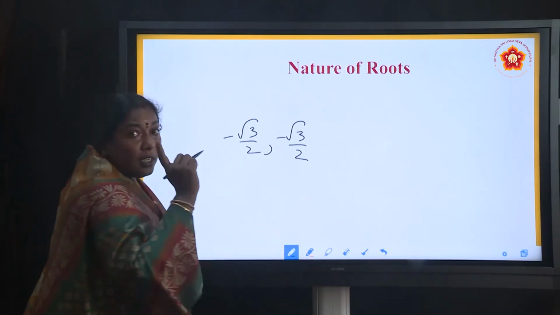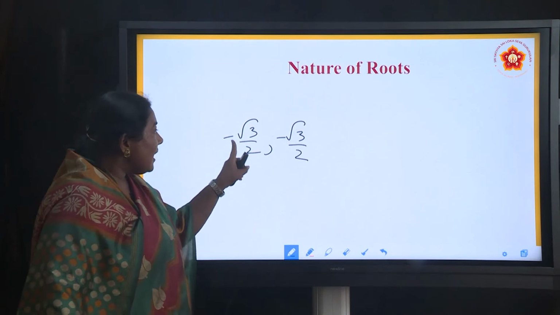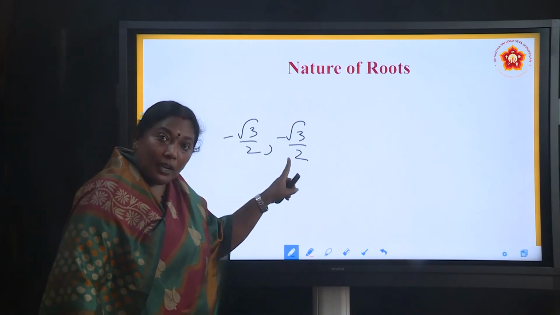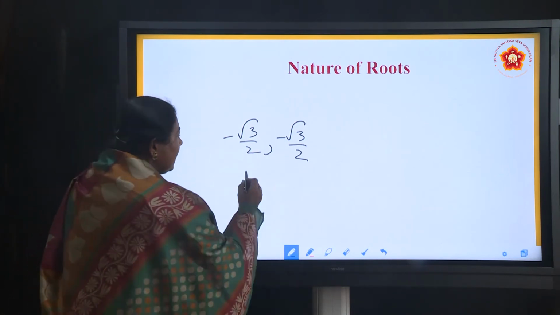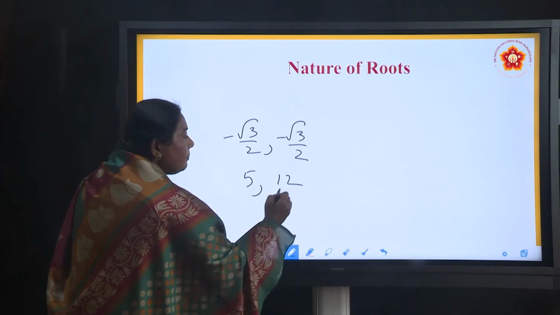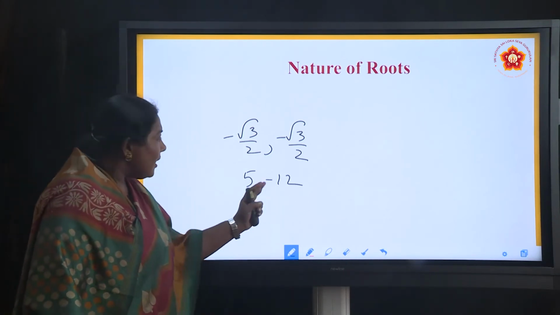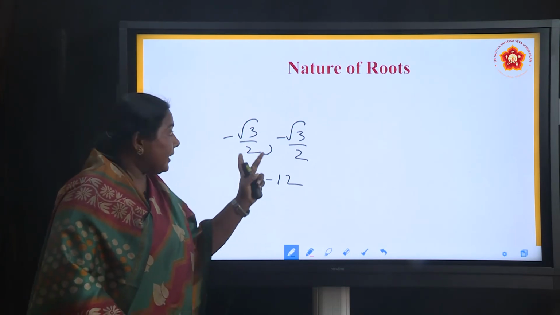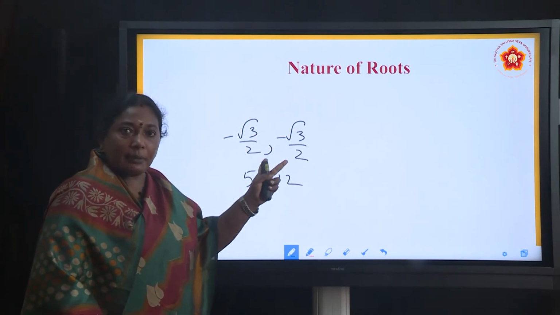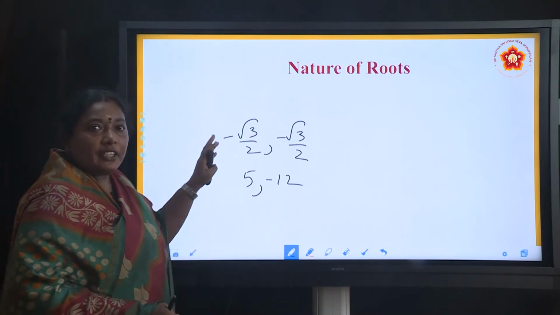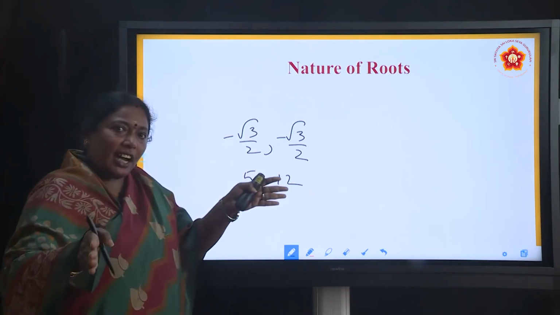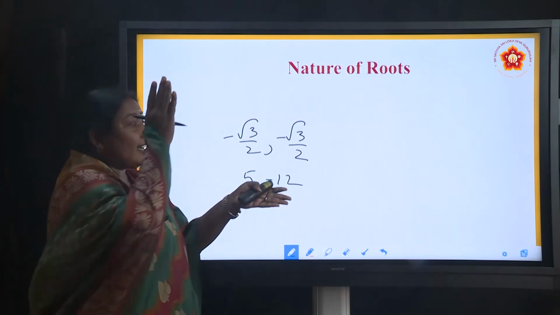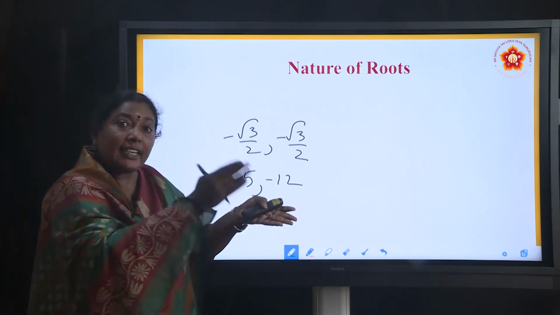I told you to keep an eye on that. Why did I tell you? Because here the answers are equal. Think about the previous sum, it is 5 and minus 12, is it right? So here the values are different, real but different, and here real but equal. That means we can differentiate our roots in the form that they are real and equal, or real and different.